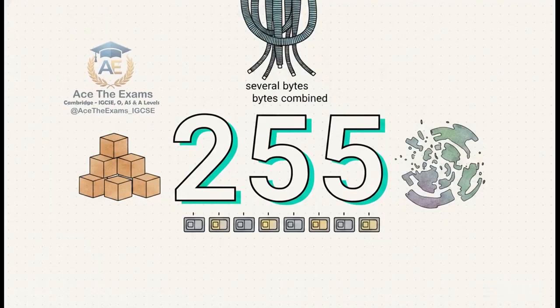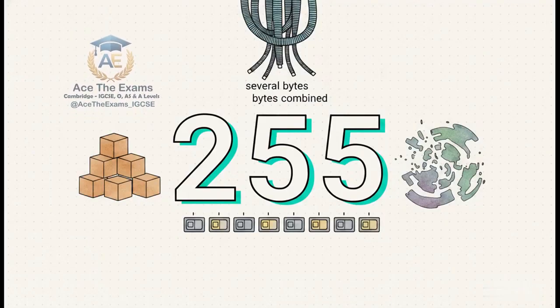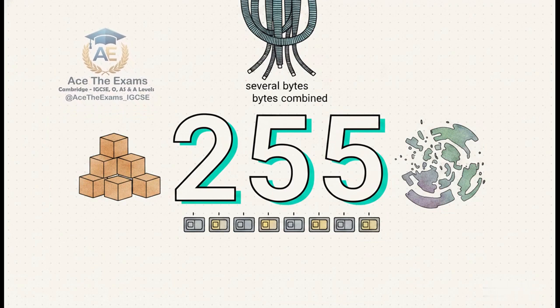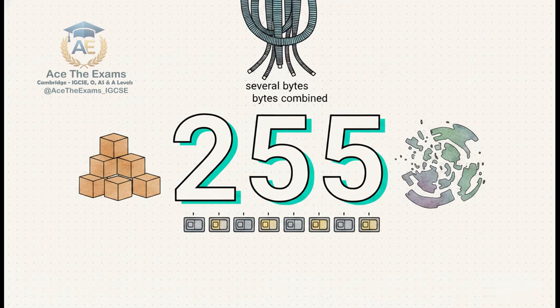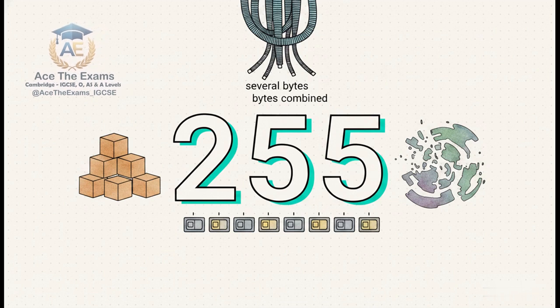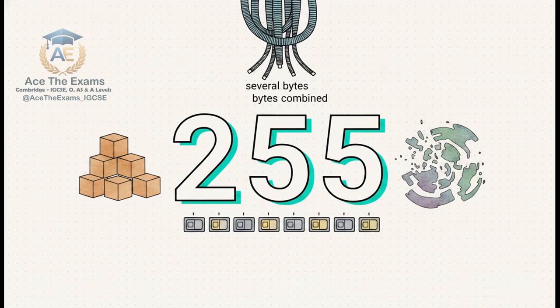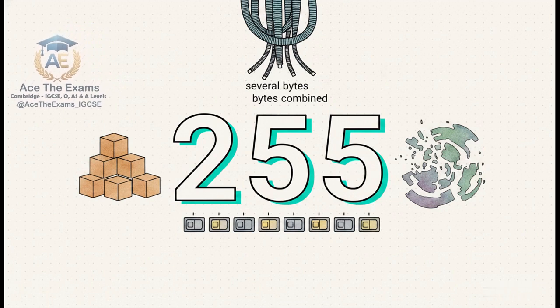Now, why does 8 matter? Well, with 8 of these tiny on-off switches in a single byte, the maximum combination of values you can represent is the denary number 255, counting from 0. By combining several bytes together, the computer can store significantly bigger integers.